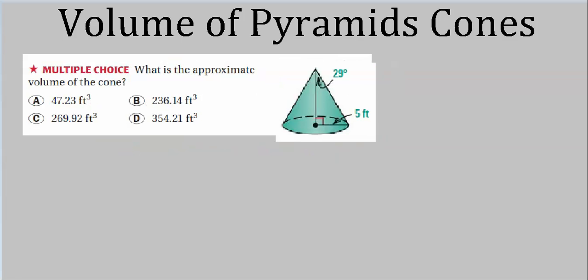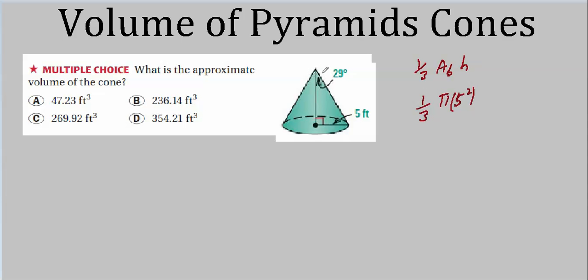Now this looks easy. It says, what's the approximate volume of the cone? Well, what's our formula? 1/3 the area of the base times the height. Well, area of the base, that would be pi r squared, or in this case, pi times 5 squared. We get 1/3 here, and the height is, 29 degrees. No, we have to remember our trigonometry, don't we?